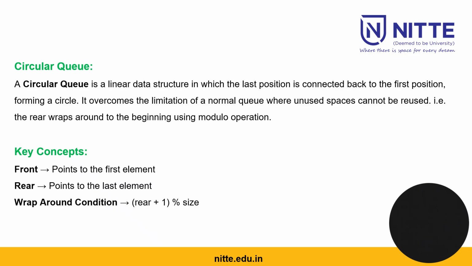The key concepts in this circular queue are like this. The front points to the front element, and the rear points to the last element. And the wraparound condition is what? (rear + 1) % size. This is the wraparound condition. That means it will connect one end to the other end using this (rear + 1) % size.